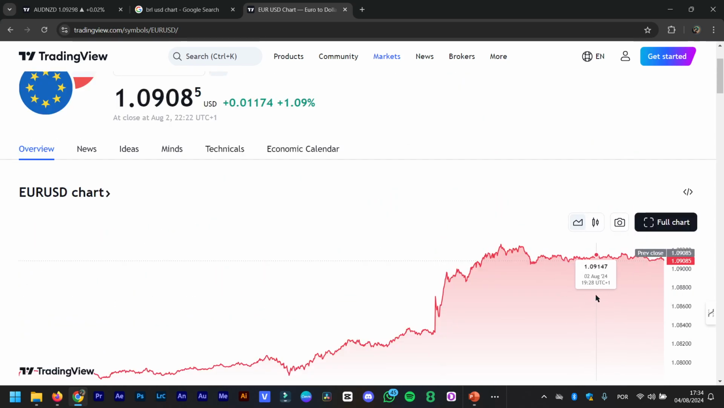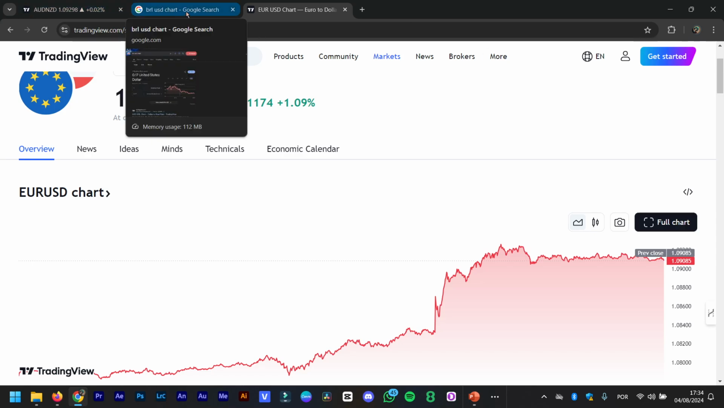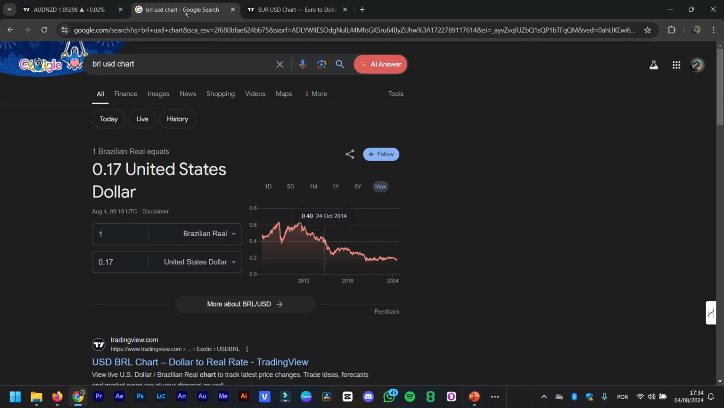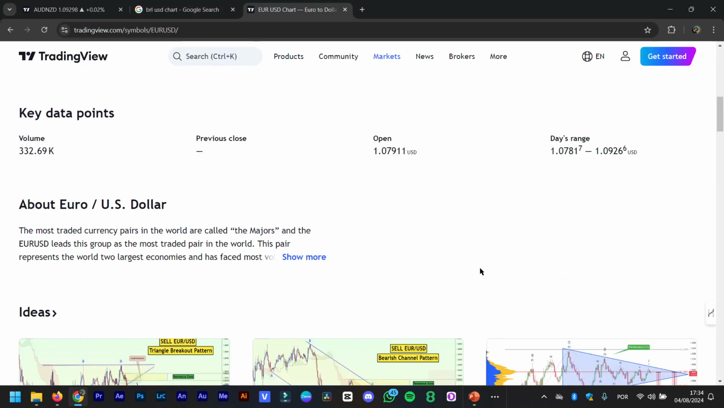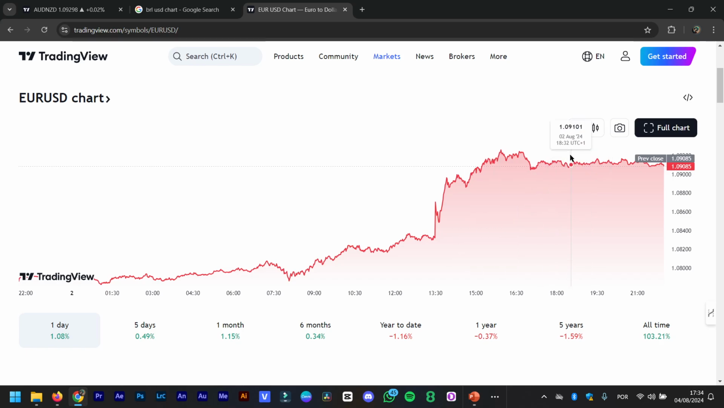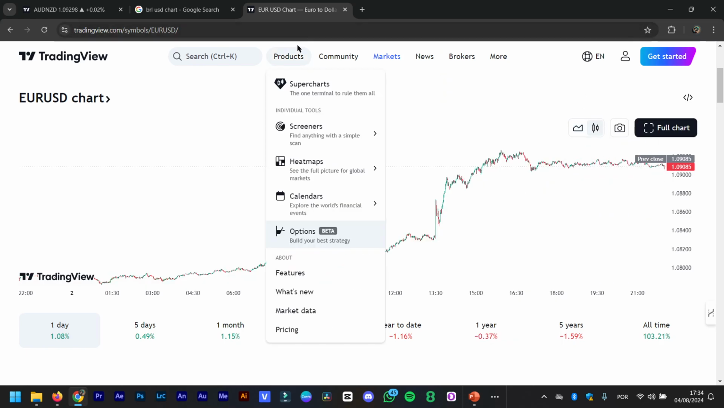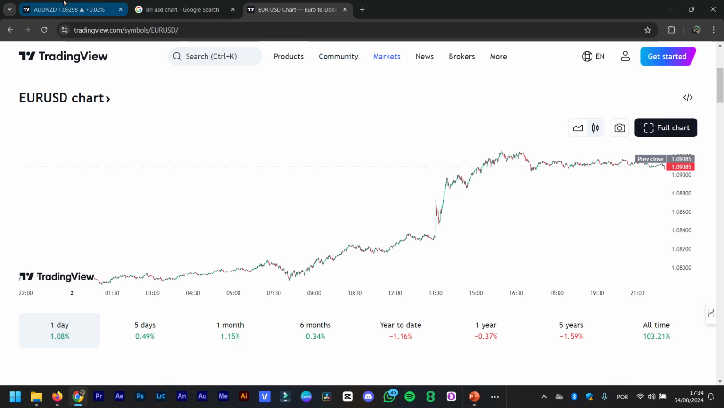The average number of points moved in EUR/USD is way less than the average of BRL/USD. BRL/USD is just one example, but it could be any exotic pair. It's way more volatile than, for example, EUR/USD. So EUR/USD is safer for those reasons. I'm really emphasizing that because this is the introduction to the strategy. Literally, that's the introduction to the strategy.